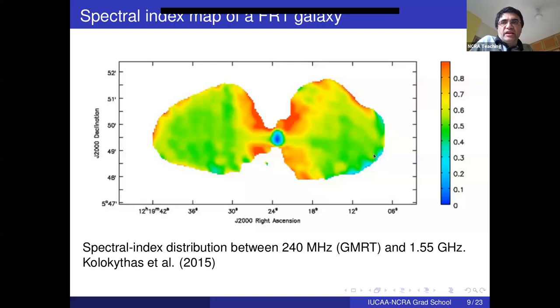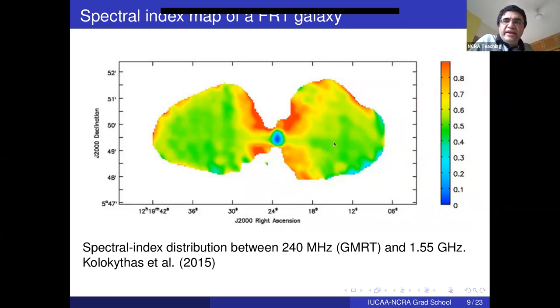It's sort of greenish in color. So it's sort of 0.5, intermediate. It's not very steep. Okay. Around the edges of the lobes, you see some red, right? Not at the central region, but along the edges, you can see red.